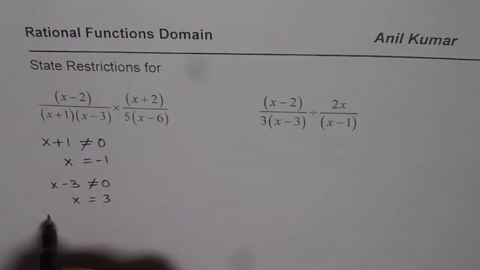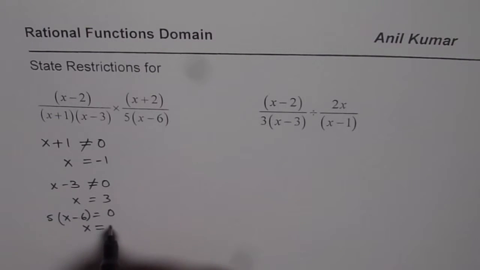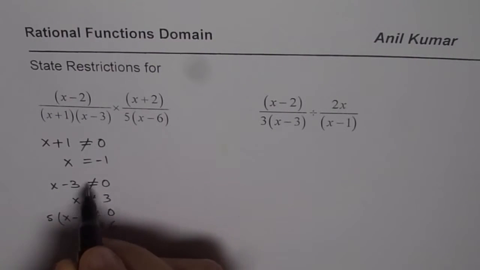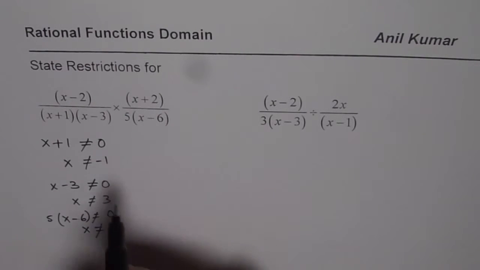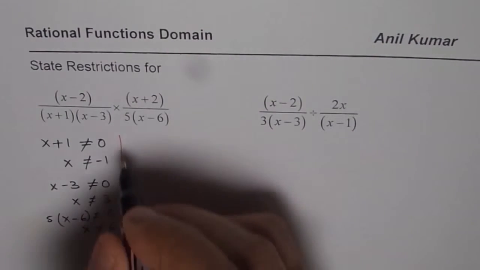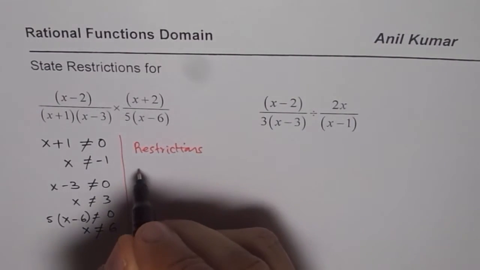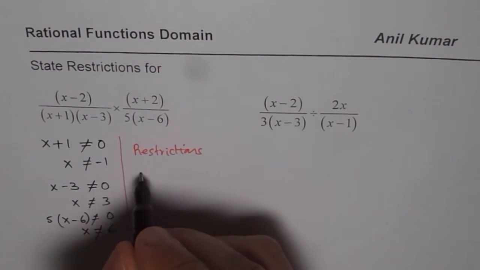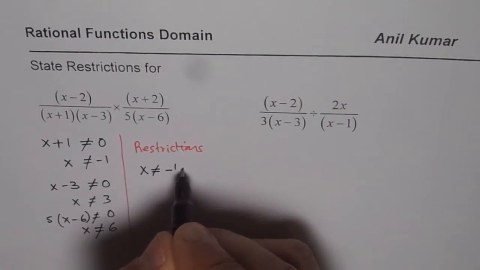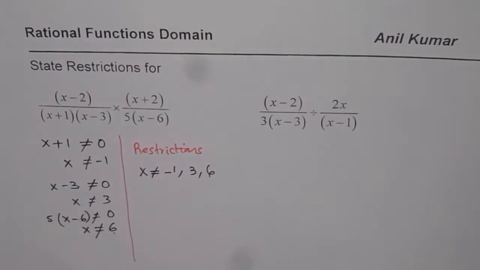And the third one, we could take 5 along with it: 5x minus 6 not equal to 0. That gives us, when you divide by 5, it is 0, and bringing 6 there, so x is not equal to 6. Right? So these are the restrictions. Now we can write down the restrictions, which are from these calculations. So we say restrictions are that x is not equal to minus 1, not equal to 3, and not equal to 6, correct? So these are the three restrictions.